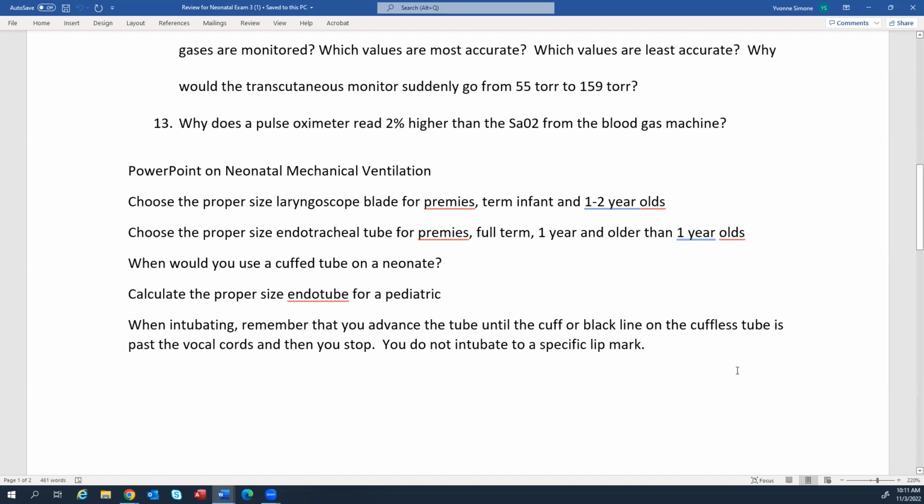The lip mark will give you a way of keeping track of where the tube is, because once you secure the endotube and get an x-ray, now you've got your x-ray and your lip mark. So you'll know if the lip mark changes, it's going to change on the x-ray also. So that's the purpose of recording the lip mark, so that you can verify that the tube is not moving around. But you do not use that lip mark as a way of telling whether you've placed the endotube properly.